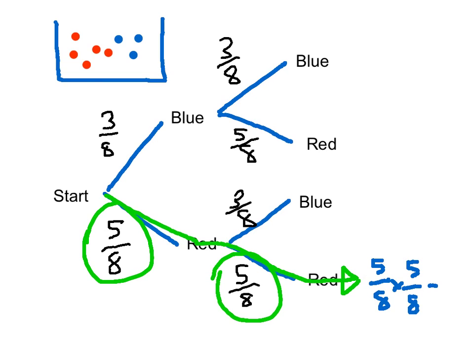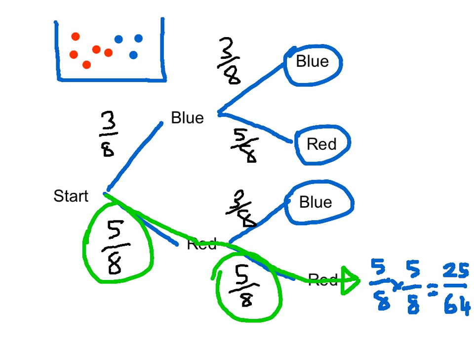Now multiplication of fractions is really easy. You take the 2 top numbers, so in this case 5 and 5, multiply those together and get 25. We do the same with the bottom number, so 8 times 8 is 64. So the probability of getting a red followed by a red, in this case, is 25 over 64. And you can do the same for any of the other 3 possible outcomes.